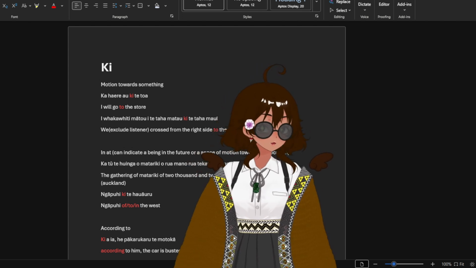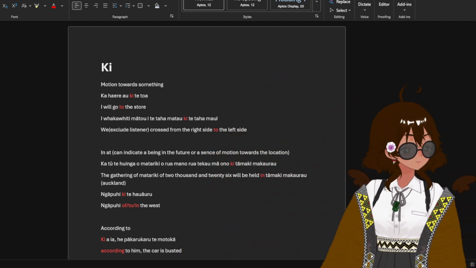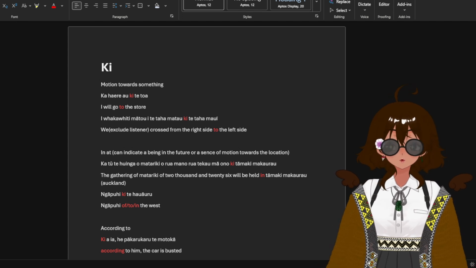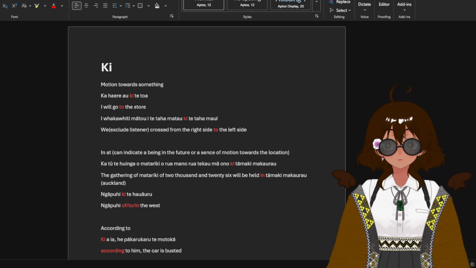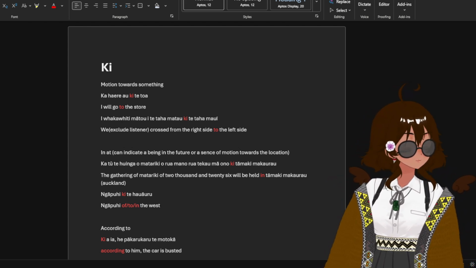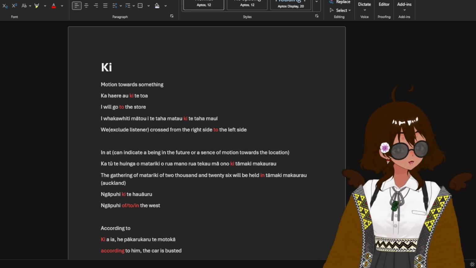So today we're going to start with the particle ki and explain all the different uses that you can get out of it. I wouldn't say this is a comprehensive list of every single use, but it's all the uses I could think of by looking at the reo, because I learned a couple new ones today, I can't lie. But yeah, let's get into this.